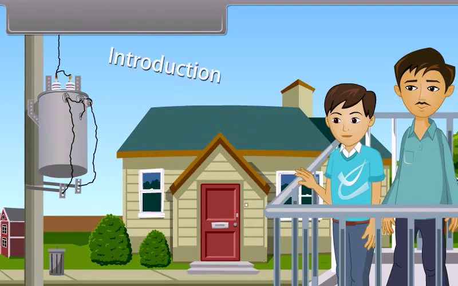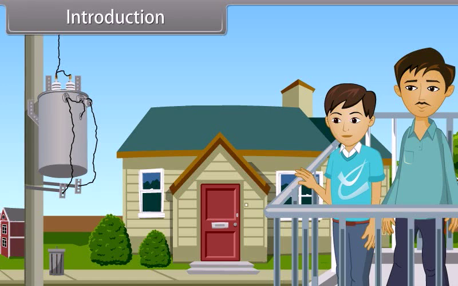Introduction. Mohan and his father are standing in the balcony. They are taking the fresh air in early morning. Mohan watching something towards roadside curiously. Father, what is that grey color box type mounted on the electricity pole? Son, that's a transformer. Okay, father.